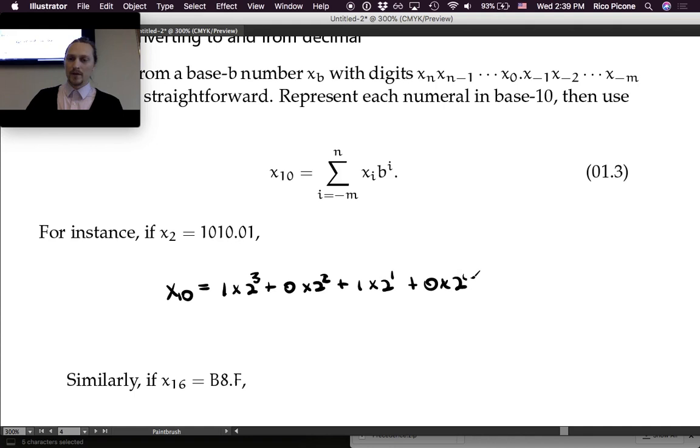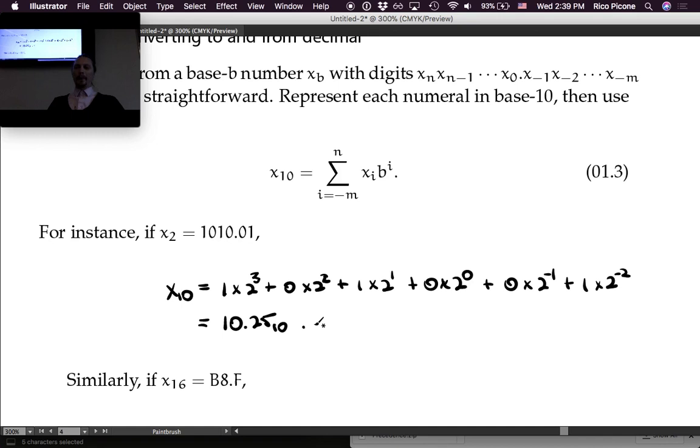1, 2, 2, 1, plus 0, plus 0, 2, 2 minus 1, plus 1, 2 minus 2. Great, and it turns out this is 10.25. And we should probably put the little subscript 10 for base 10.